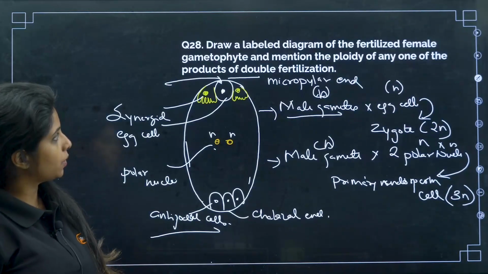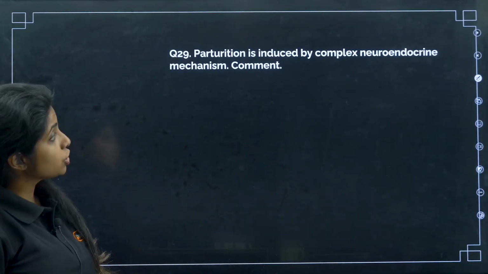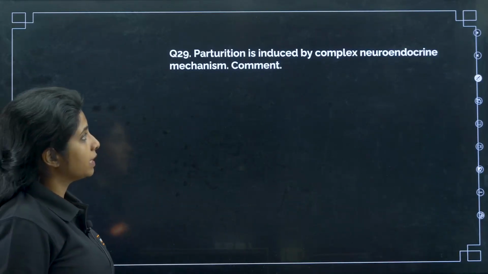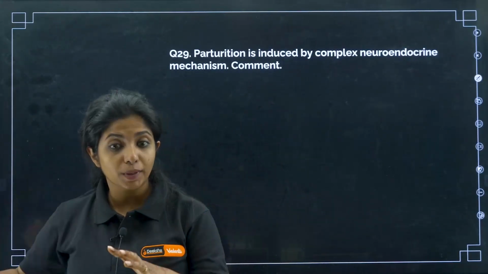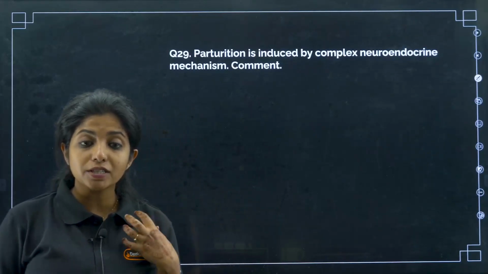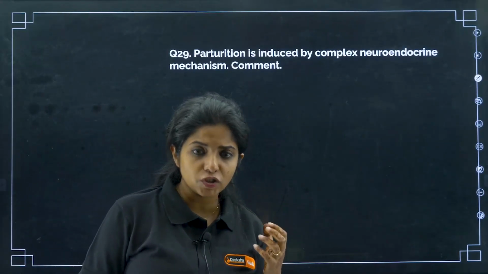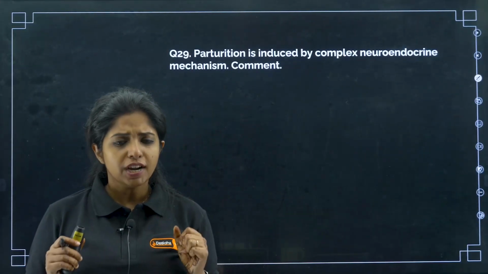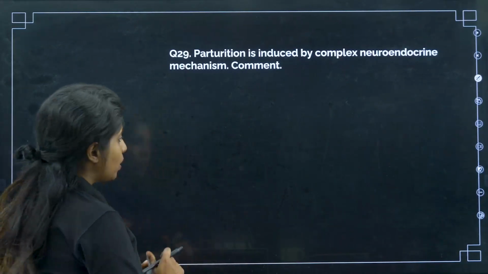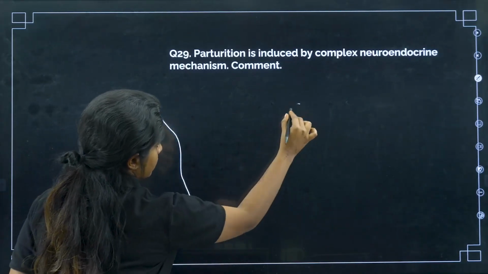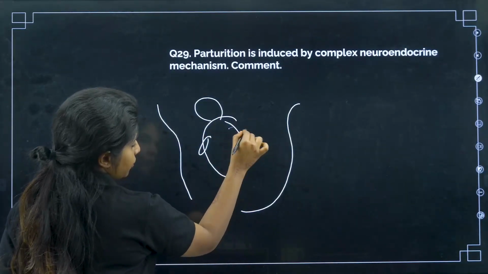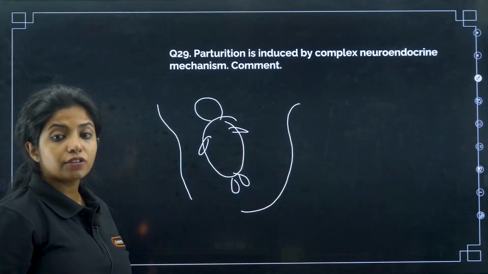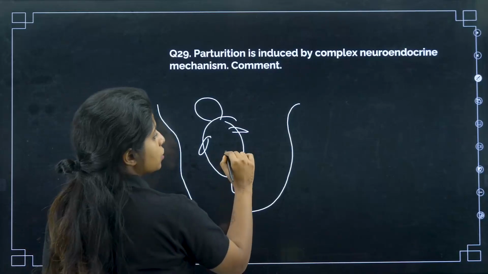Cool? Chalo. Next. Parturition is induced by a complex neuroendocrine mechanism. Comment. Basically, parturition means expelling out of the baby. Now this is induced by a complex neuroendocrine mechanism, as both the nervous system and the endocrine system are involved here. So what happens is that in the uterus, the fetus which is there will give the signal. The fetus and the placenta are going to give the signal.